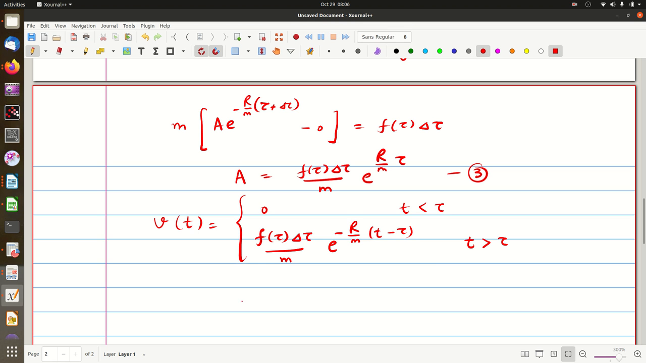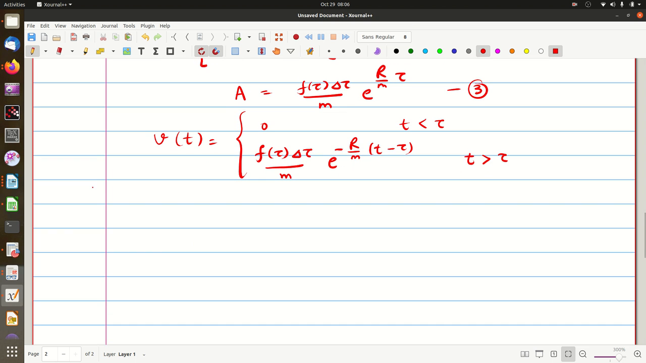Now let us assume that we give two blows to the particle. One blow at time t equal to tau 1 for duration tau 1 plus delta tau, and a second blow at time t equal to tau 2 for again duration tau 2 plus delta tau. So then what will be v?